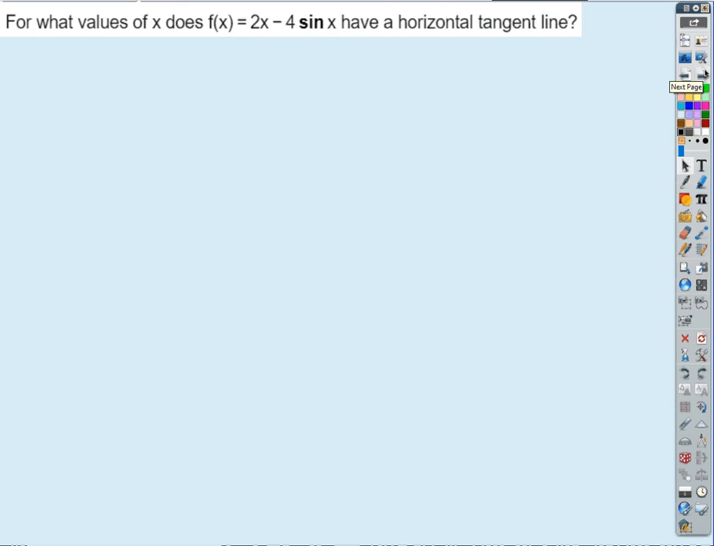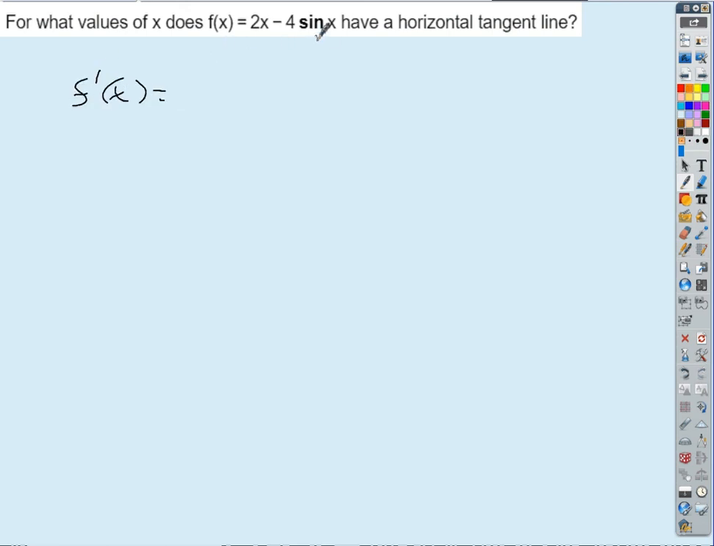Okay, so we want to know, where does this function, so it's a trig function, have a horizontal tangent line? Well, first of all, what's significant about a horizontal tangent line? What's going to be interesting about a horizontal tangent line? Slope is 0. Good, so that's where the slope is 0. Slope means derivative, right? So we'll take the derivative.